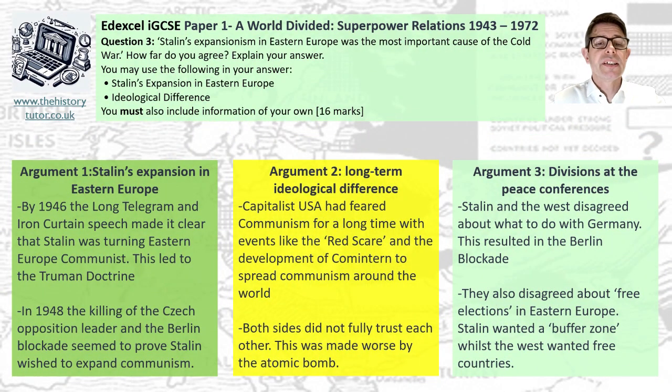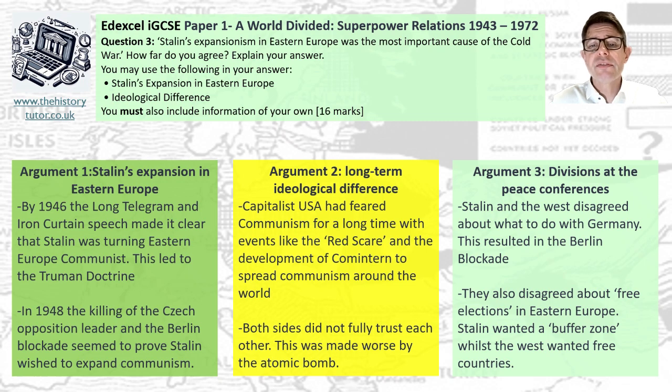So here are some ideas I've said. By 1946, the long telegram and the Iron Curtain speech made it clear Stalin was turning Eastern Europe communist. This led to the Truman Doctrine, of course. You've got your impact, Truman Doctrine, perhaps Marshall Aid as well. In 1948, the killing of the Czech opposition leader and the Berlin blockade seemed to prove Stalin wished to expand communism and was being aggressive. Second argument, long-term ideological difference.